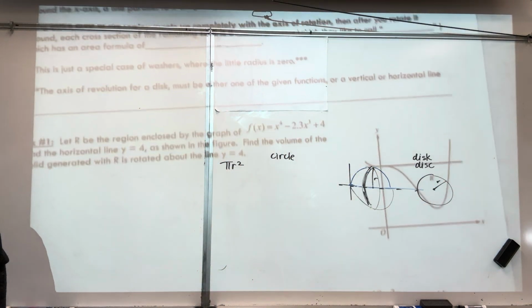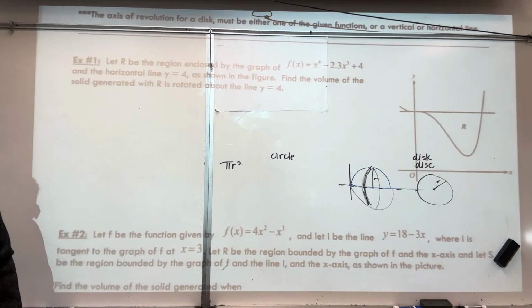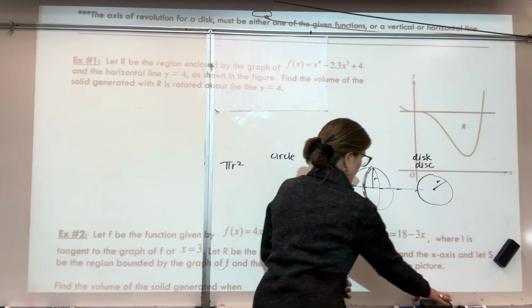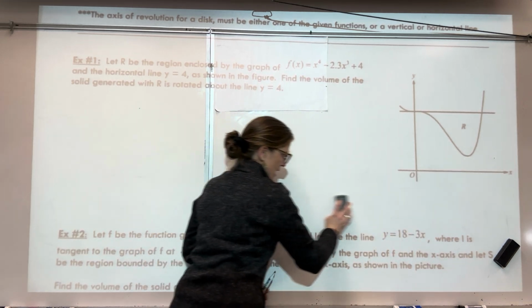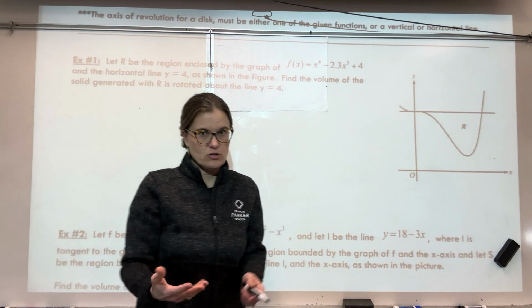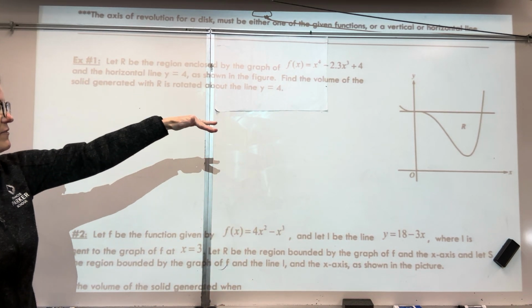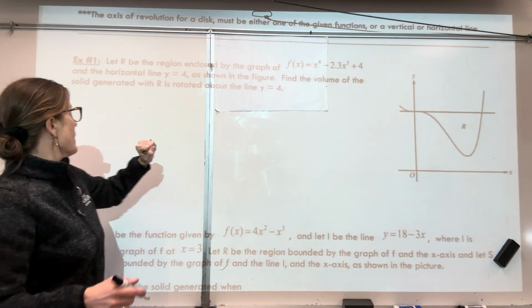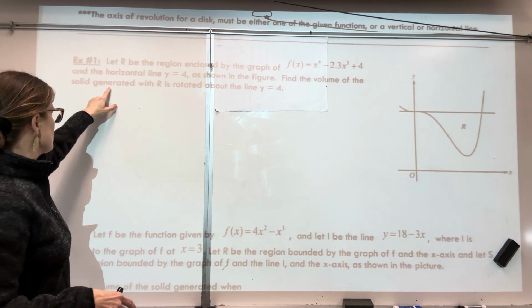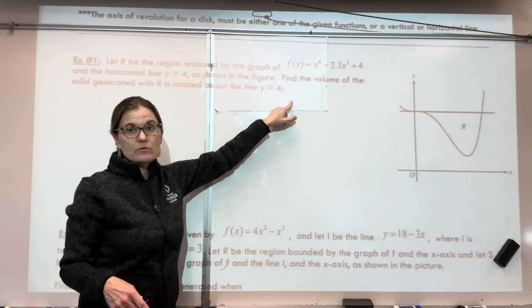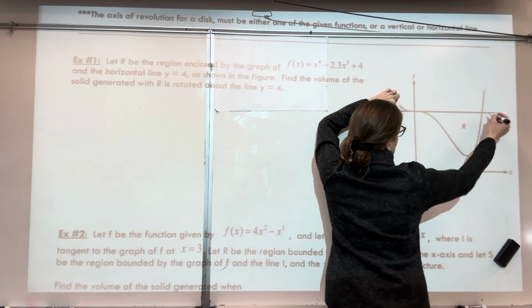Let's take a look at our few examples. So we've seen this exact same function a few times now. I think we found the area in 9.1, and in 9.2 we found that this region had certain shapes popping out at us so we could find the volume of that. Now this time, we're taking this same function, f of x is x to the fourth power, and the horizontal line y equals 4. It says find the volume of the solid generated when R is rotated around the line y equals 4. So we're taking this region and revolving it around this line y equals 4.